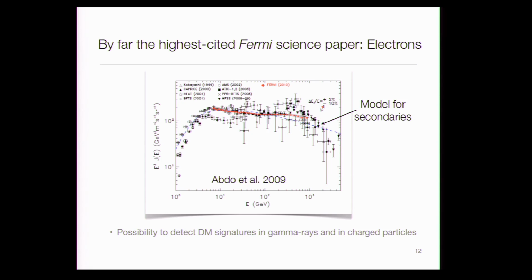And then the other thing that you can see is that there is a slight overshoot compared to a standard, well, somewhat traditional model that people came up with pre-Fermi-LAT launch for how electrons and positrons can be generated by the interaction of cosmic rays in interstellar material. And this tiny little bump over this blue line gets some people very excited because you can possibly detect dark matter signatures not only in gamma rays but also in charged particles.